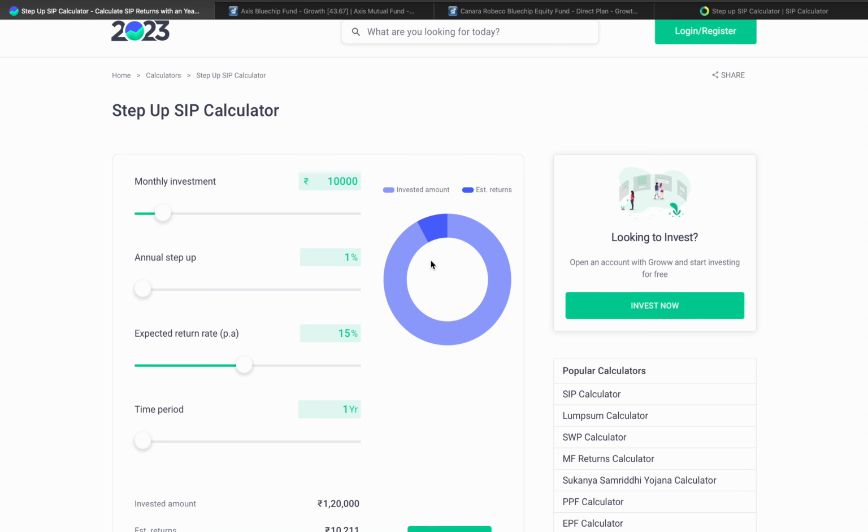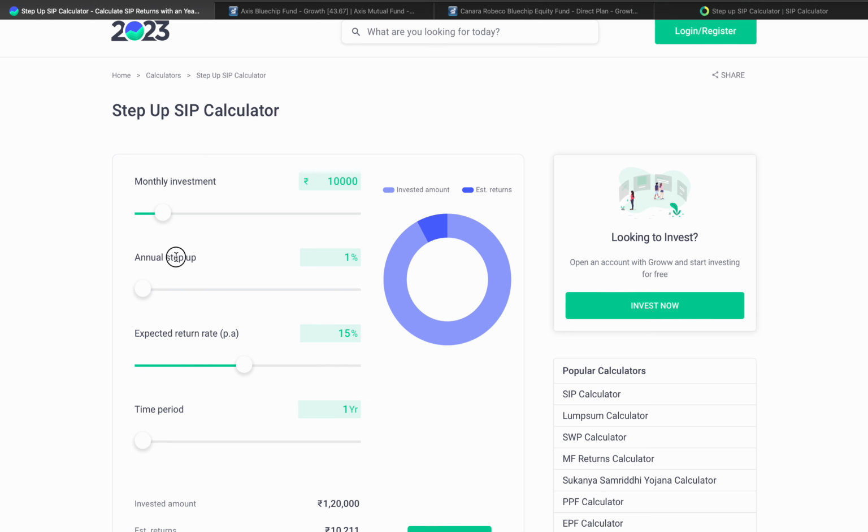In this video we are going to discuss mutual funds and how to go about it. I'm using this Groww SIP calculator. There are multiple tools that you can use as well. We are starting with a monthly investment of 10,000 for this year. Let's consider this year 2023, and let's come back.